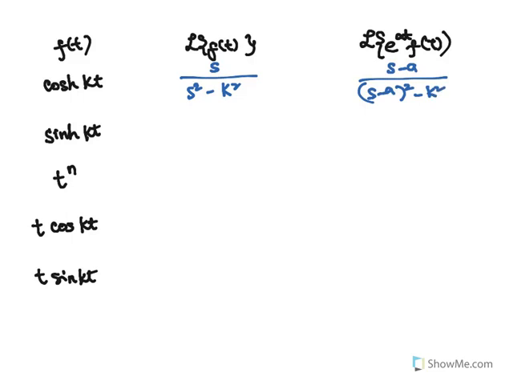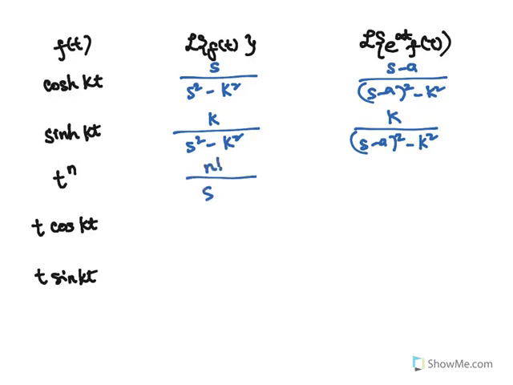Laplace transform of sinh kt is of the form k over s squared minus k squared. So if it is multiplied by e to the at, then using the shifting theorem, you'll have k over s minus a squared minus k squared. And then Laplace transform of t to the n is n factorial over s raised to n plus 1. If we take the Laplace transform of the form e to the at times t to the n, you'll just have n factorial over s minus a raised to n plus 1.